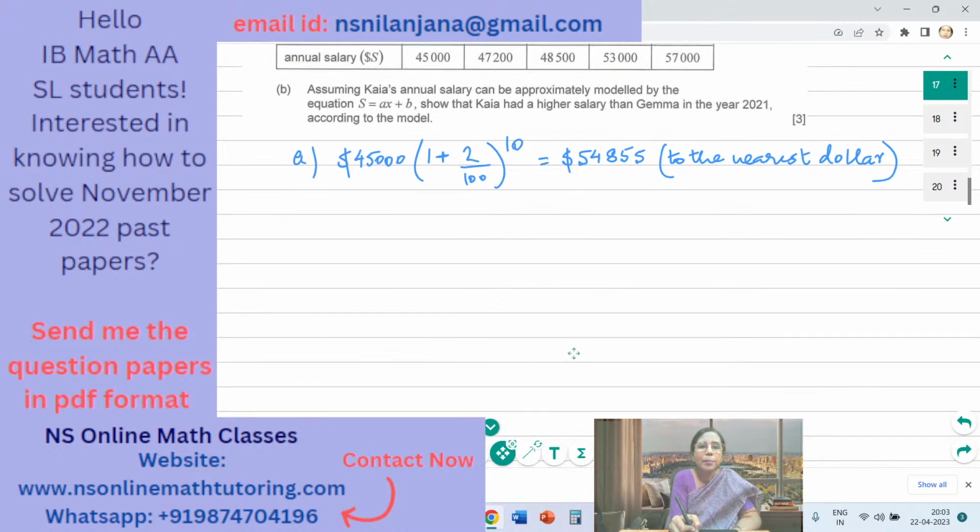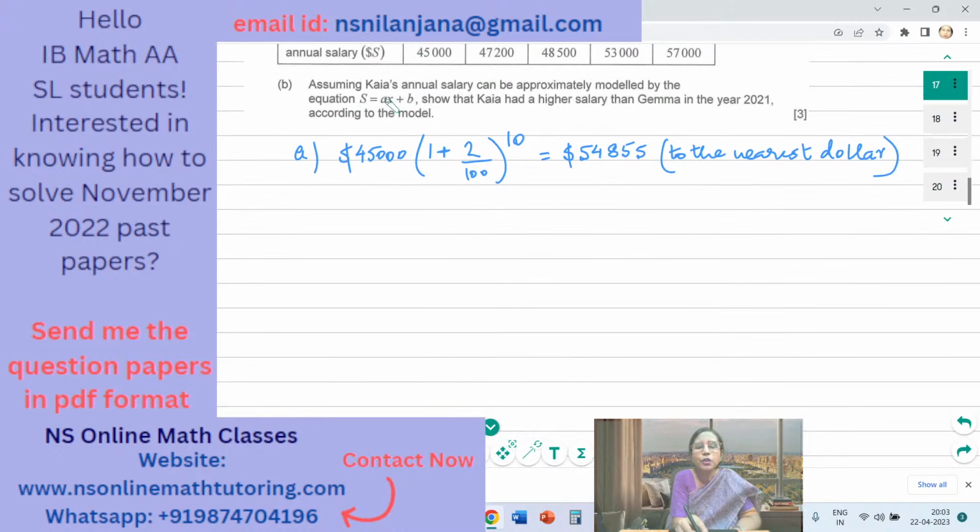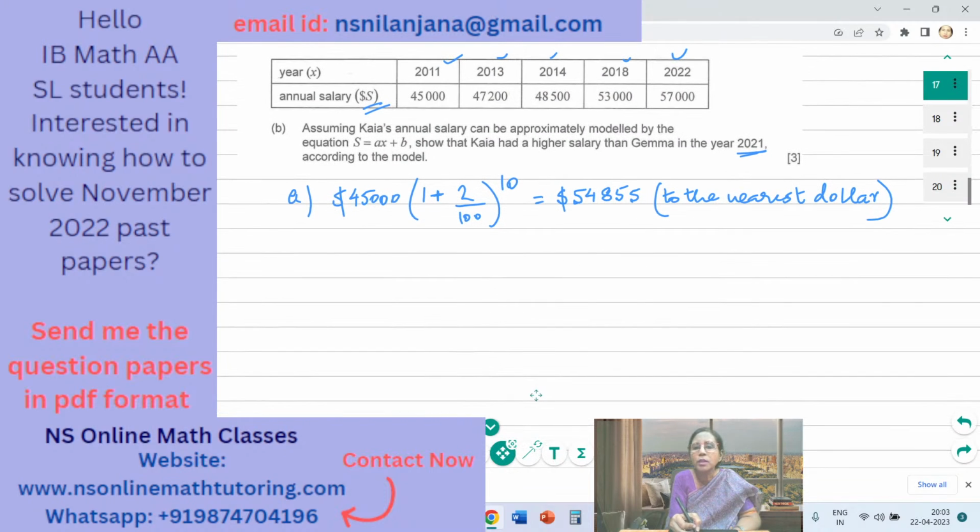Subpart B is asking us that Kaya's annual salary can be approximately modeled by the equation S dollars equals AX plus B. Show that Kaya had a higher salary than Gemma in the year 2021, according to the model. So first of all, this is the regression equation. We have to find the values of A and B. So this is subpart B.